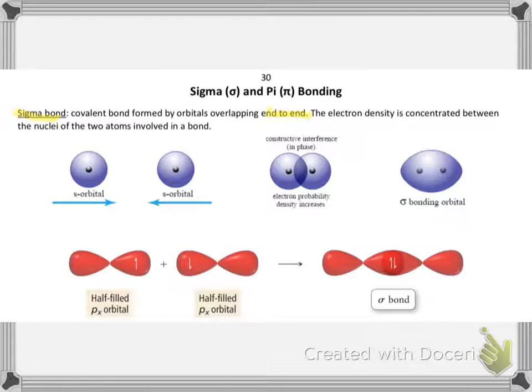So for instance, if two s orbitals are overlapping, and s of course looks like a sphere, they will in fact merge and overlap where the density is in between the two nuclei. There is, however, a second type of bonding that can occur.